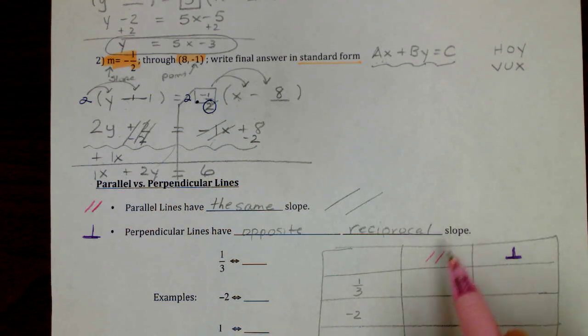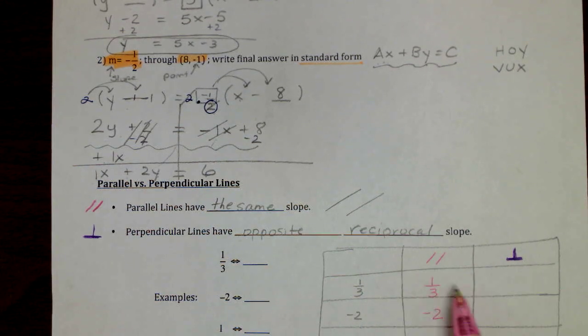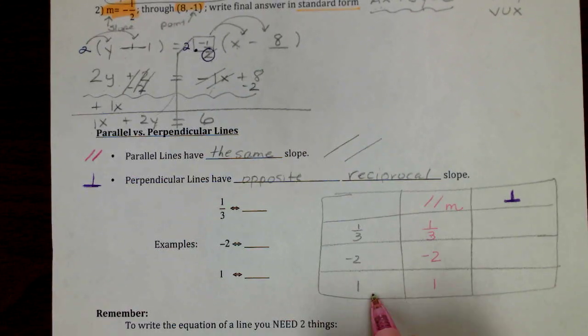So if we say that a line is parallel, then the slope is going to be exactly the same. This is the easiest we can do. So the parallel slope, put a little m there, 1/3, 1/3, these are the same. -2, -2, 1, 1.